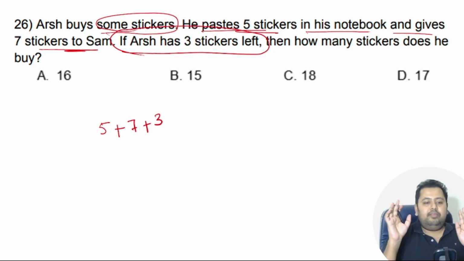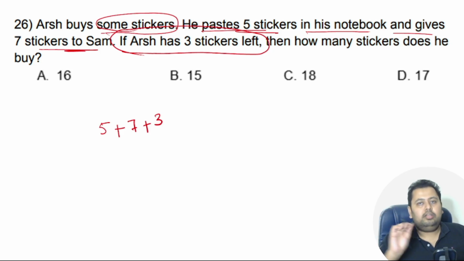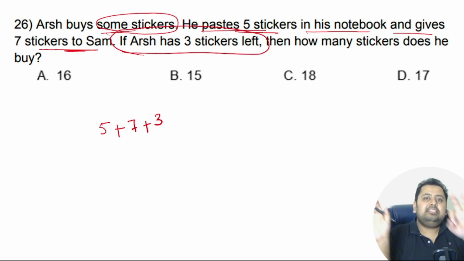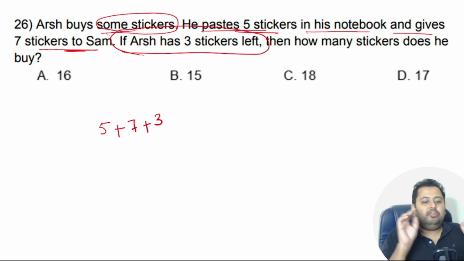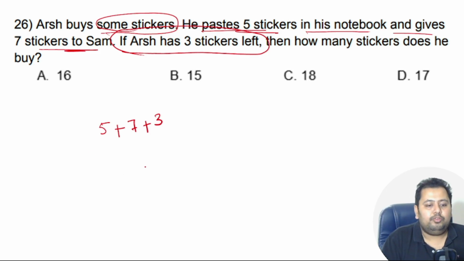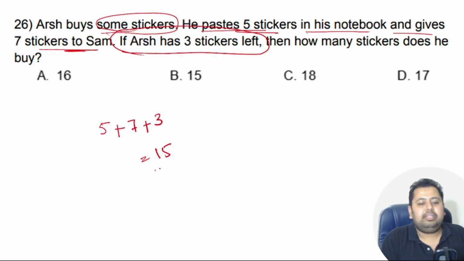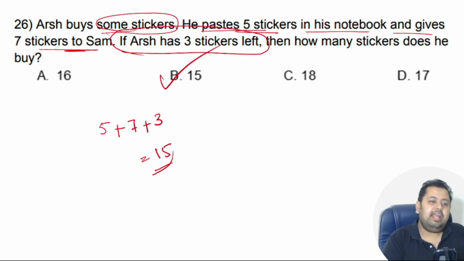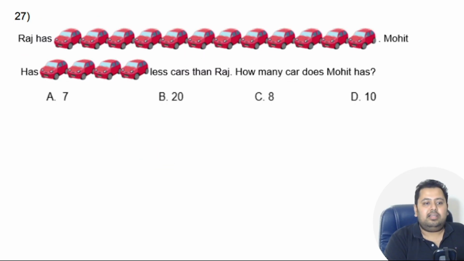Let's say he first pastes 5 stickers in his notebook. So 5 goes to the notebook, 7 he gives to Sam, and then 3 are still left, right? So it will be nothing but 5 plus 7 plus 3. And if you just add this, you get 15. That is option number B. I hope you understand and you get it right. If you did, give yourself a star. And now we move to question number 27.